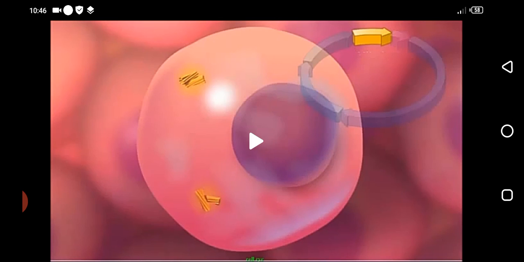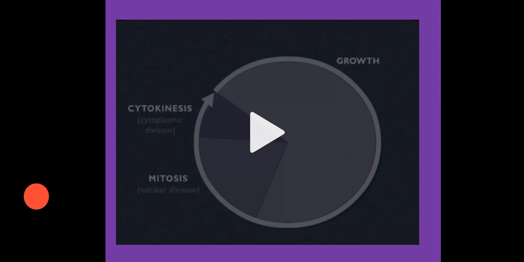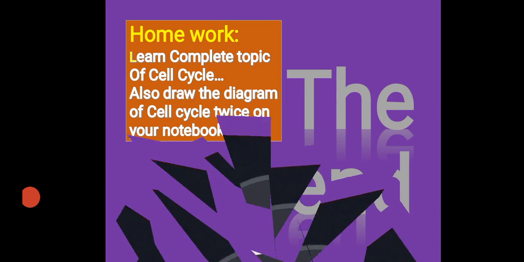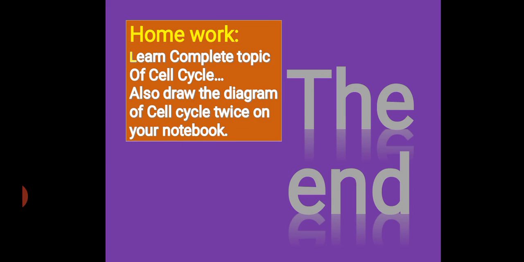Okay students, this is about the video of the cell cycle. I hope now the process of cell cycle becomes clear. So here is a home assignment: learn the complete topic of cell cycle. Also draw the diagram of cell cycle twice in your notebook. I hope the concepts become clear.